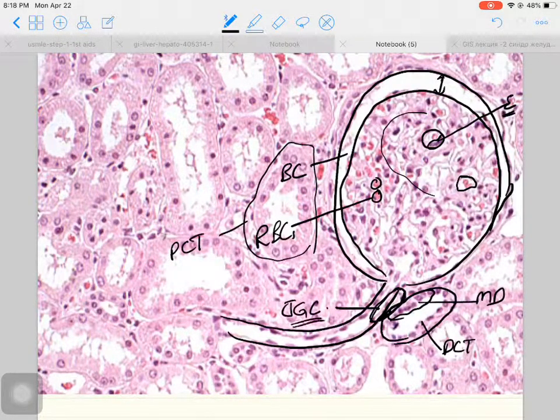juxtaglomerular cell. So this is about the juxtaglomerular cell.